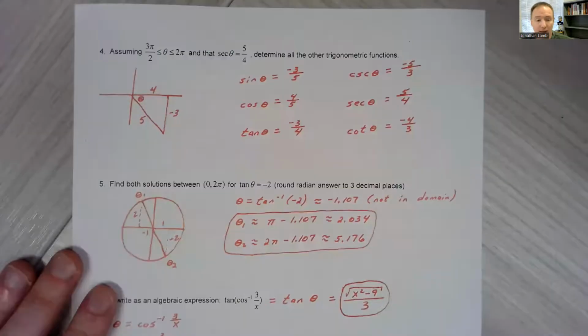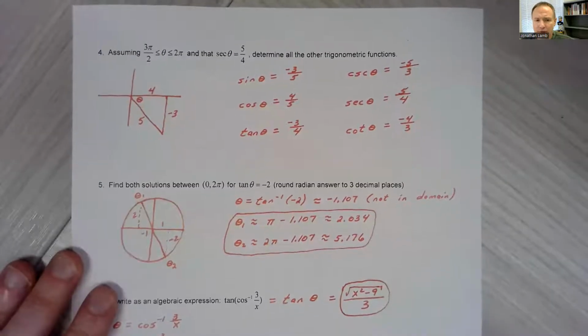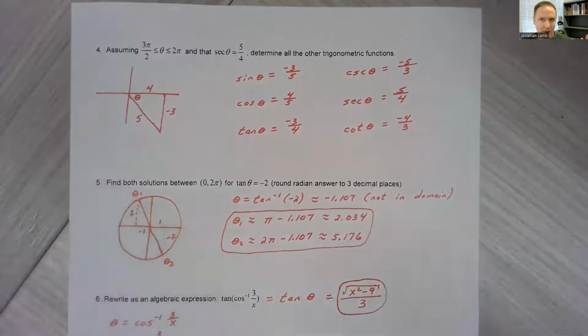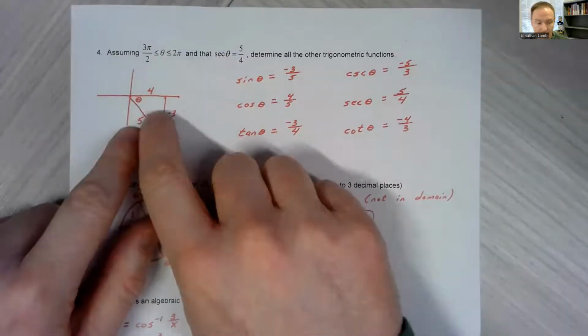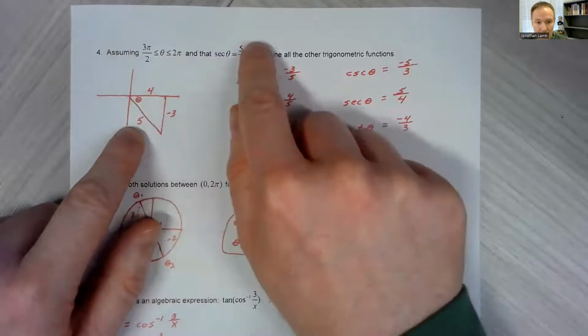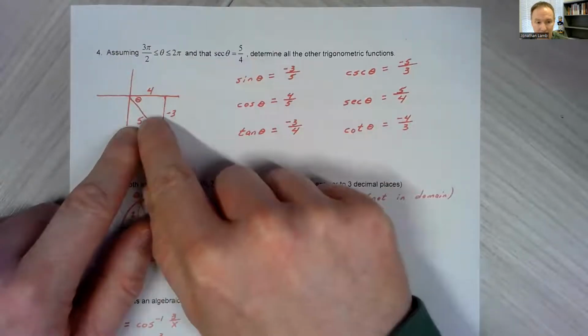Now I had to know how to label theta. I was told that the secant of theta was 5 over 4. And so in my head, I was thinking, okay, well, secant's the reciprocal of cosine. Cosine is the ratio of adjacent over hypotenuse. So secant is hypotenuse over adjacent. So the first thing I did whenever I labeled my triangles, I said, well, okay, that's hypotenuse, that's adjacent, 5 and 4.